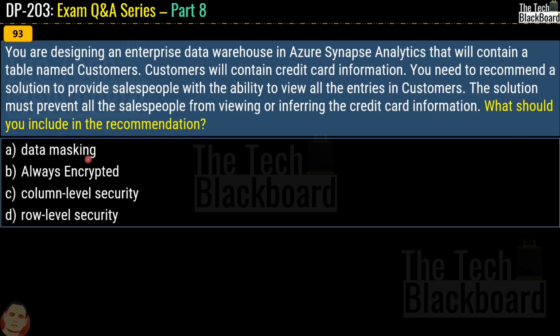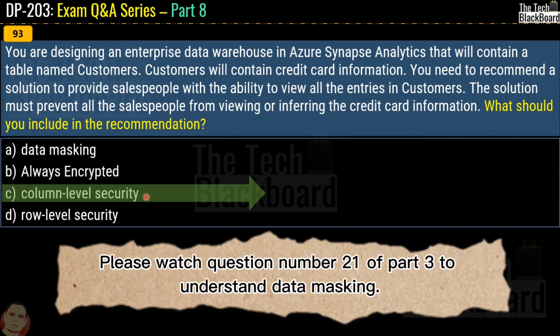Your options are data masking, always encrypted, and then we have column level security, and the last one given is row level security. The correct answer for this question is that we should go for column level security. Now friends, if you remember in question number 21 of part 3, we had a similar question. In that question, we chose data masking, but here we are choosing column level security.